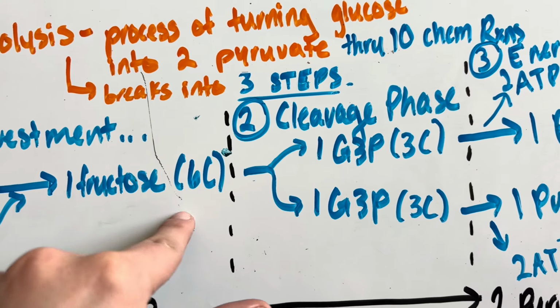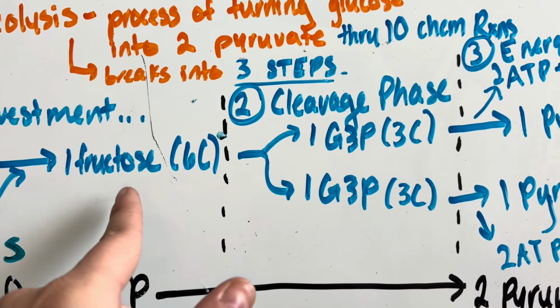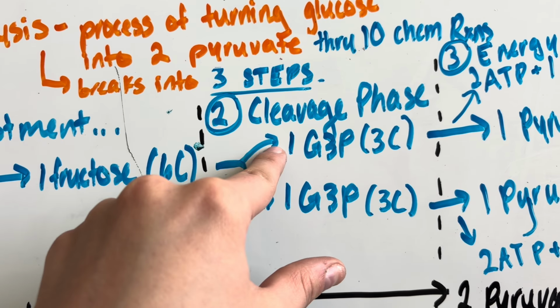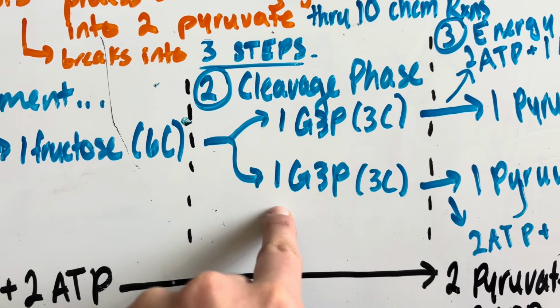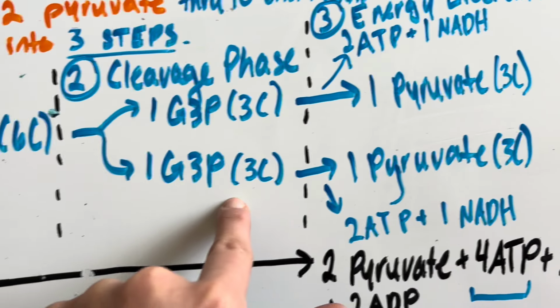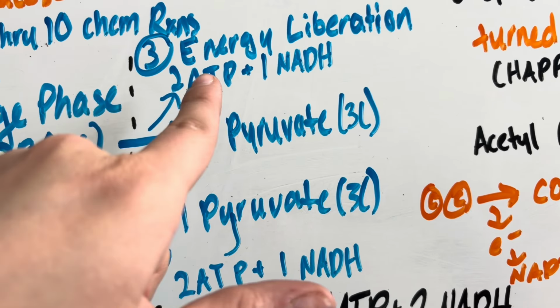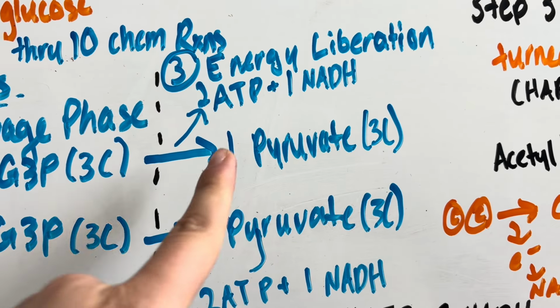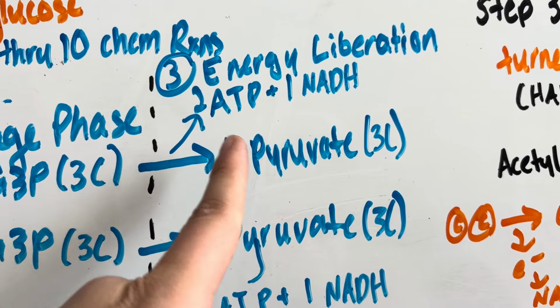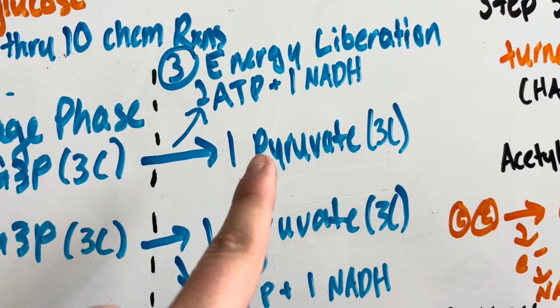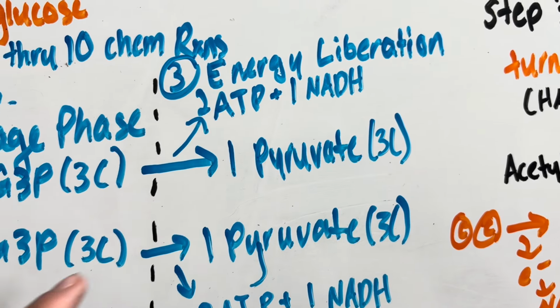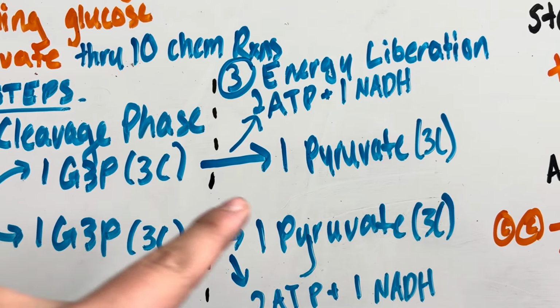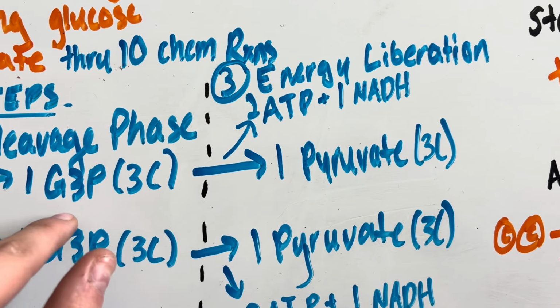And then the cleavage phase is when we cut it. We're going to be breaking fructose into 1 G3P, 1 G3P, and each of them is going to have 3 carbons. And then the energy liberation is when we liberate that energy. Think Statue of Liberty, we're freeing that energy. So we have 2 ATP coming out of each G3P, and then 1 NADH coming out of each G3P, and then we get 1 pyruvate from each G3P.